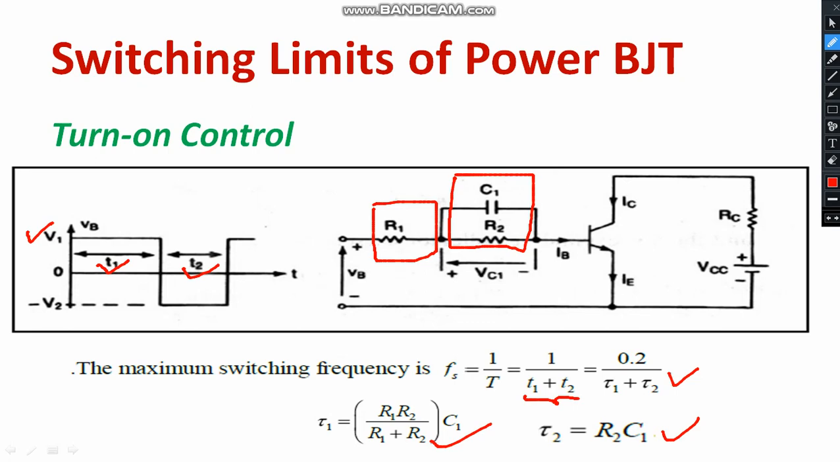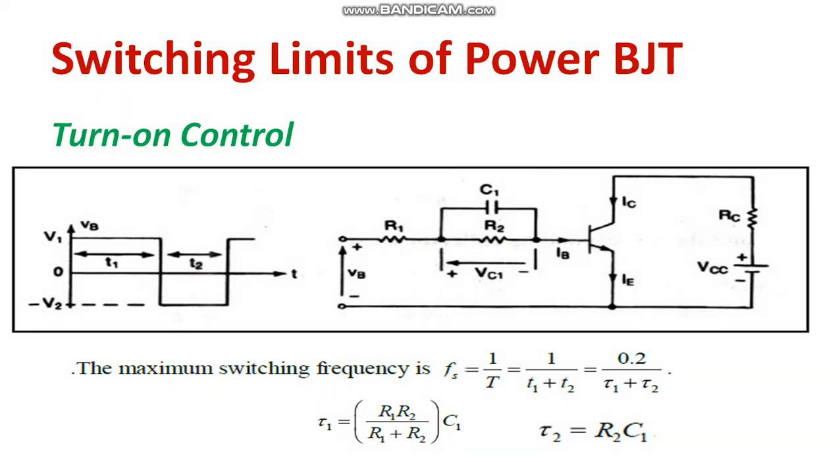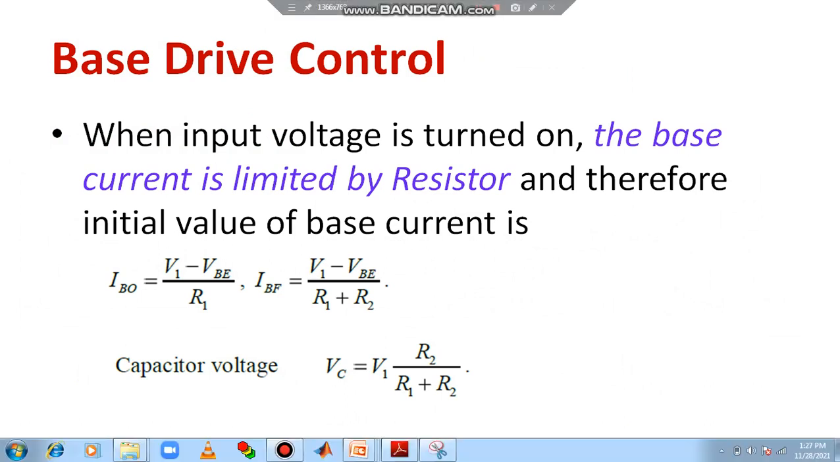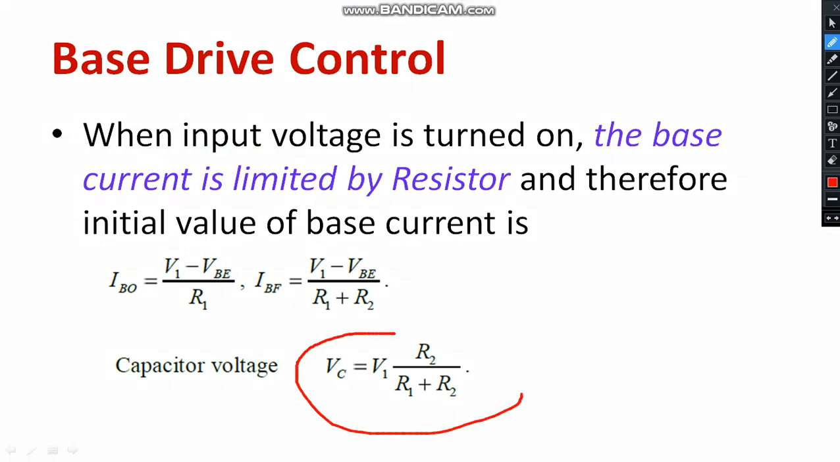And how do you calculate the VC1? There is a formula to calculate VC1. VC1 can be written as V1 into R2 by R1 plus R2, using the voltage division formula.